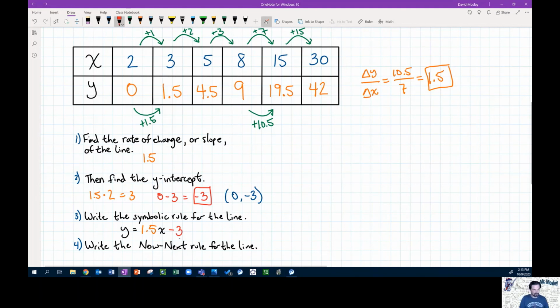Lastly, our now-next rule. This will be now plus, because we still have a positive slope, we're increasing, 1.5 equals next, comma, starting at negative 3. Because that is our value of y when x equals 0.